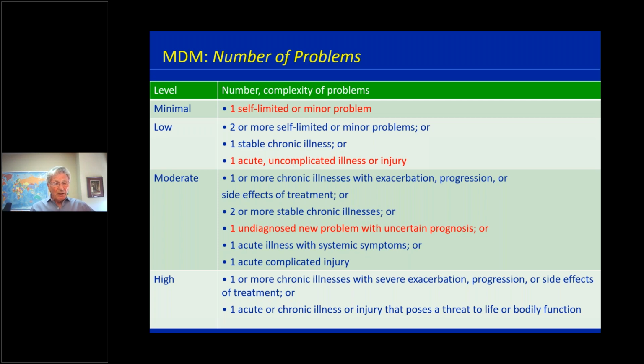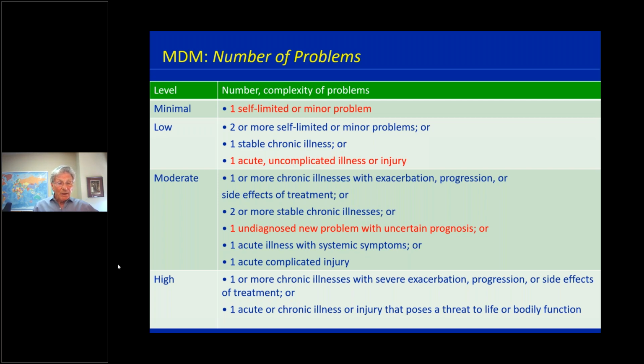So minimal, if the patient came in just for a minor problem. Low is if the patient came in for an acute, uncomplicated illness or injury. Moderate has all five of those bullet points, but the one we're most likely to deal with is an undiagnosed new problem that has an uncertain diagnosis. And then high is when there are either very severe problems or an exacerbation of something that was previously existing.